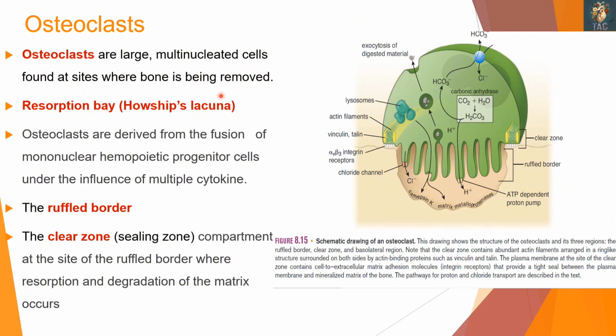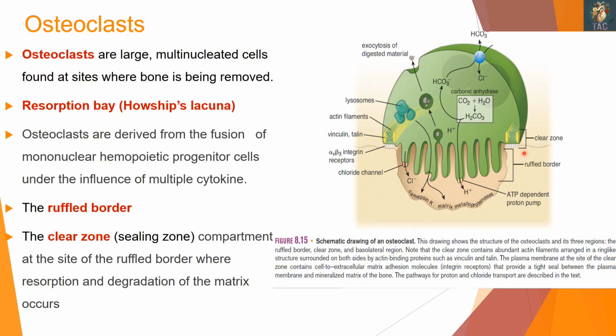These cells are present in a bay called the resorption bay, or the Howship's lacunae, and in this lacuna these cells have irregular cytoplasmic processes which are called the ruffled border. At this ruffled border they have the ATP dependent proton pump, and these cells are related to the osteoclastic activity, that is resorption of the bone.